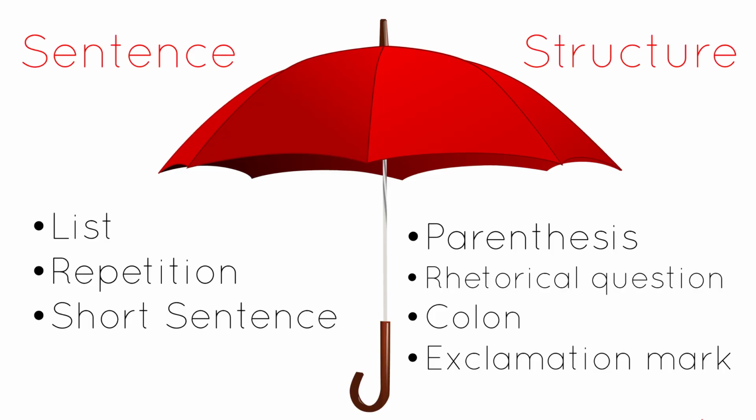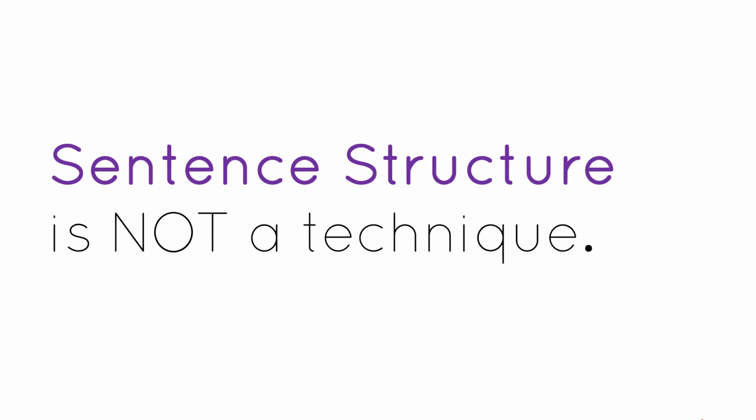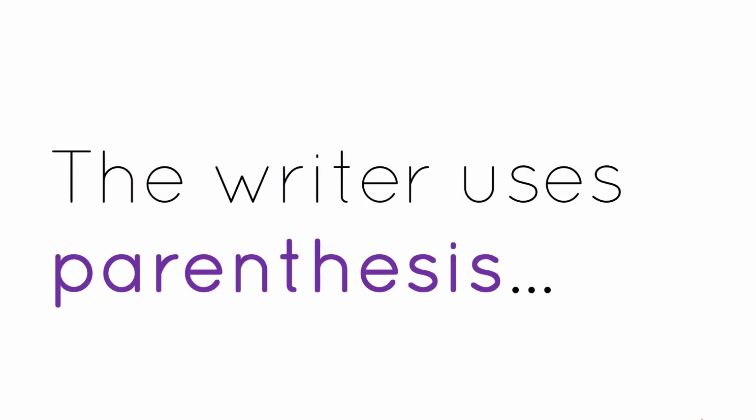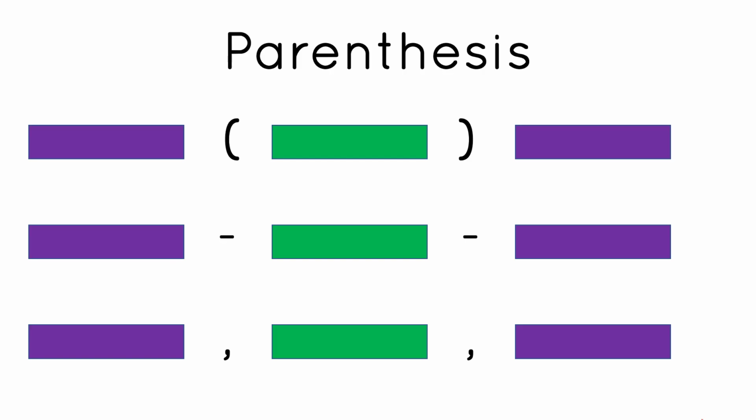So, sentence structure, dangerous and slippy, umbrella term, focus on the techniques. In this case, we looked at parenthesis. Sentence structure is not a technique, so never, please never write the writer uses sentence structure. But you can write the writer uses parenthesis and then go on to explain what lines it's in and the effect of it. Keep an eye out for this structure in texts, so an extra added piece of information, the green blocks, that are highlighted by using punctuation, brackets, dashes, or commas.